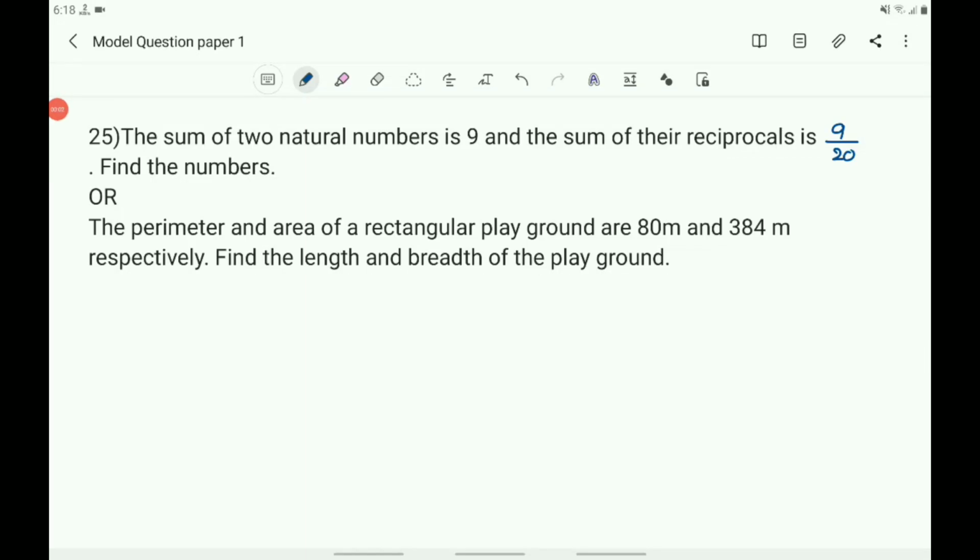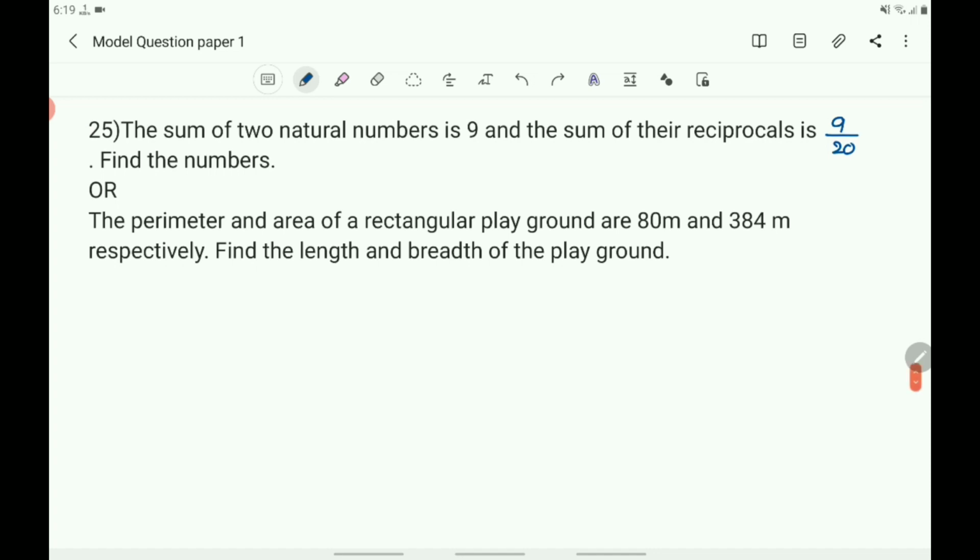Children, it is a continuation of the solution of the model question paper 1 given by the Karnataka Secondary Education Examination Board. Now let us solve the 25th question, and this is the first 3 marks question. Now let us solve the 3 marks questions. That is, the 25th question is the first 3 marks question.